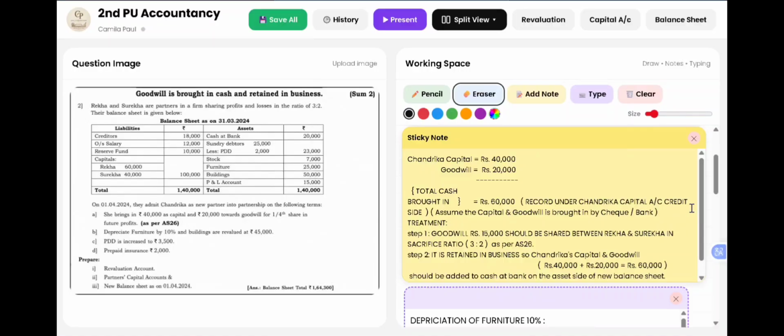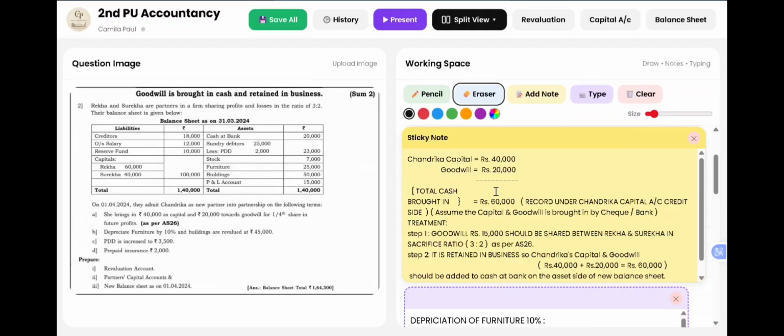And assume that this amount is brought in by cheque. Why? Because in the balance sheet it is given as cash at bank. When they mention bank, treat all the cash transactions in the bank account. So therefore, the total cash rupees 60,000 should be written on the credit side under Chandrika's capital account as bank account. Next, treatment for goodwill.